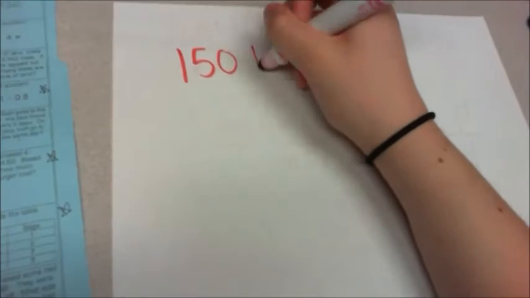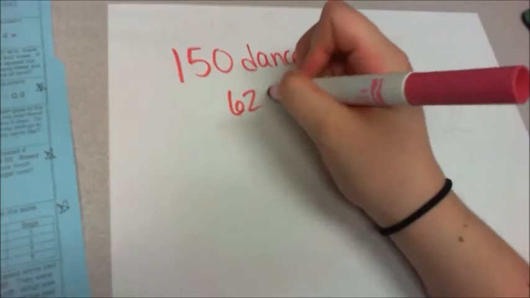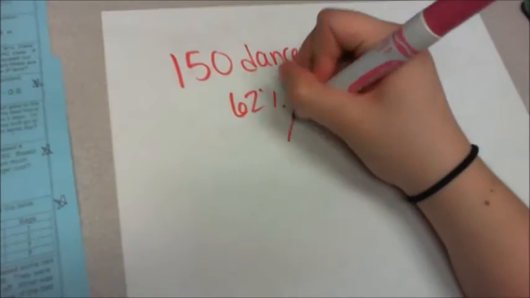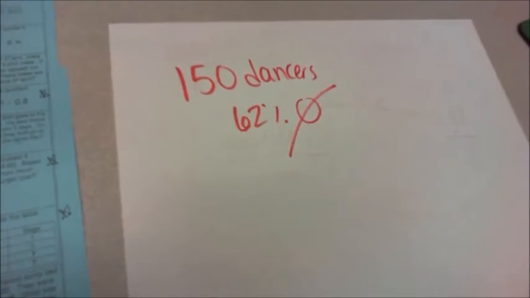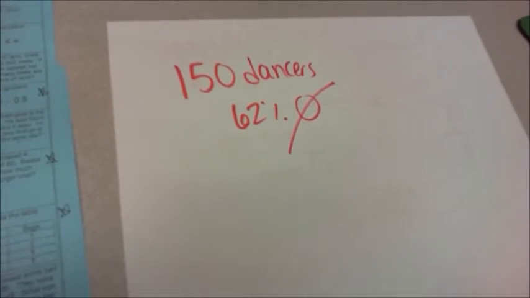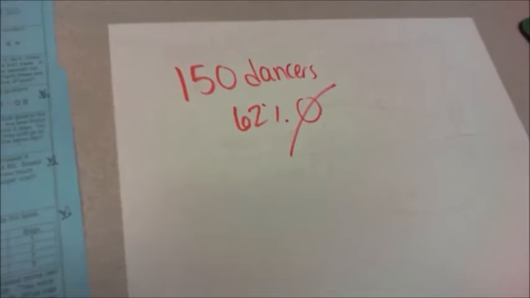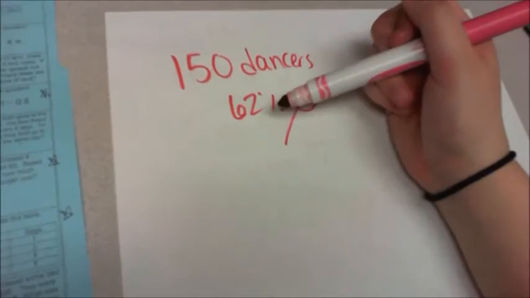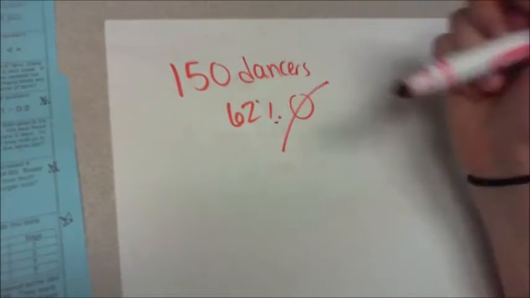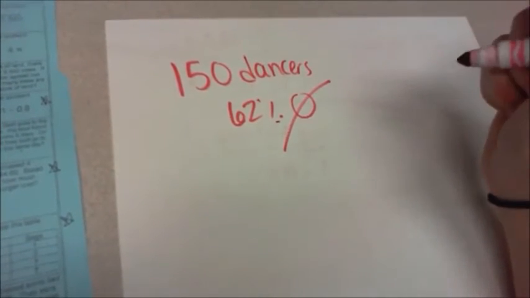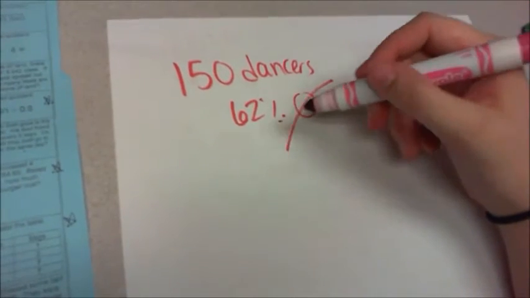The last one on the Wednesday column says, a group of 150 dancers are auditioning for a dance show. So there's 150 dancers. 62% trying out get cut. They don't make it. So they want to know how many dancers did not get it. So we need 62% of 150. We can do that by multiplying.